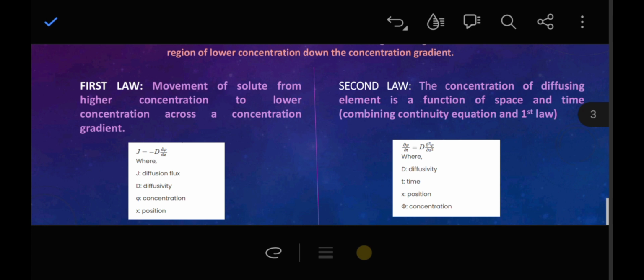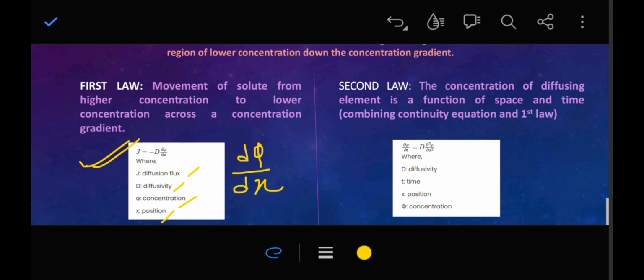It states the movement of solute from high concentration to low concentration across a concentration gradient, and the mathematical formula states that capital J is equal to negative capital D dφ/dx, where J is the diffusion flux, capital D is the diffusivity, φ is concentration, x is position, and altogether this dφ/dx term is the concentration gradient.